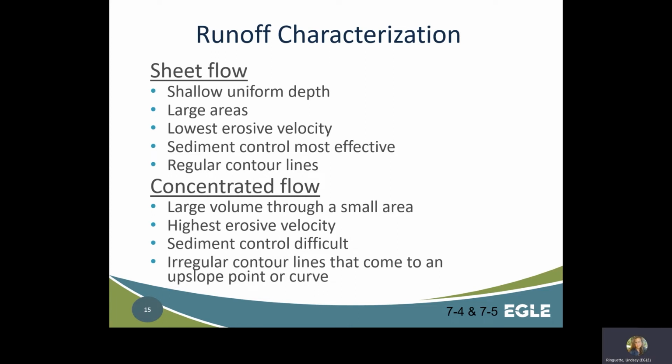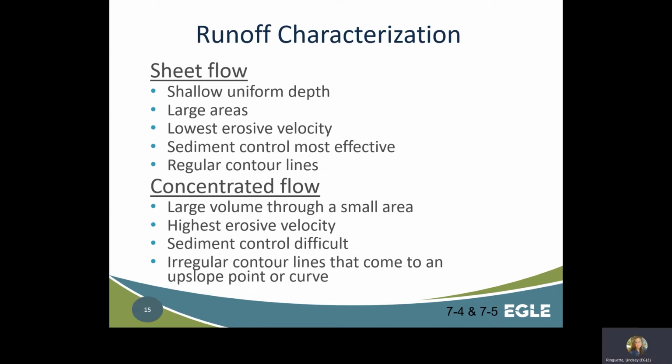This slide provides further clarification of sheet flows versus concentrated flows. Sheet flows occur over a large area in a shallow uniform depth and have the lowest erosive force or velocity. They are shown on a topographic map as regular contour lines, as we will discuss in the next slide. Sediment control measures, such as silt fence, are most effective for sheet flows.